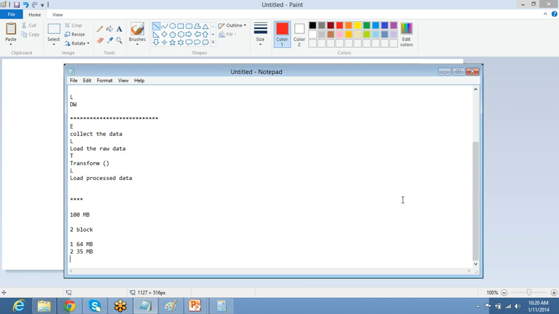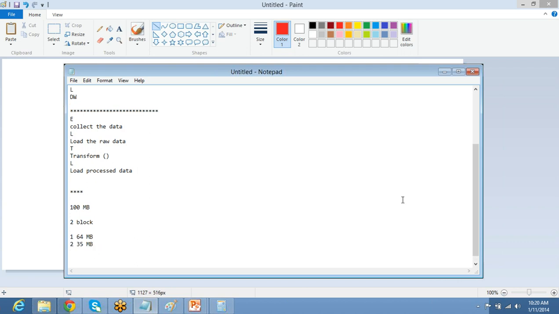What will happen to this remaining space? How much space is there? 29 MB. I think the system will not take more than 35 or 36 MB. I think it will produce two blocks, one of 64 MB and another of 36 MB.